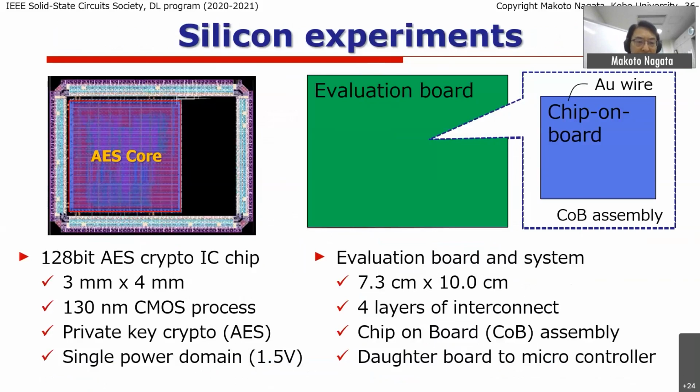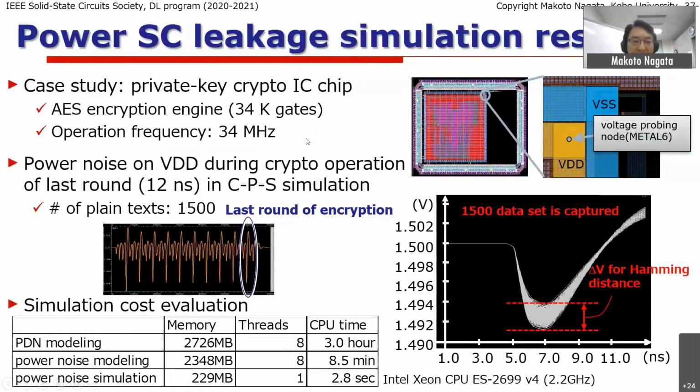leakage. Here is again the AES core in the 130 nanometer CMOS process in this case, and the evaluation board and the package are all designed by ourselves and extracted the models. In the private key crypto of using the AES encryption engines, having 34 kilogates and operating at a bit small frequency, like 34 megahertz in this case. And the power noise on the VDD can be simulated by using a CPS simulation with a different plain text for the set of 1500 in this case.